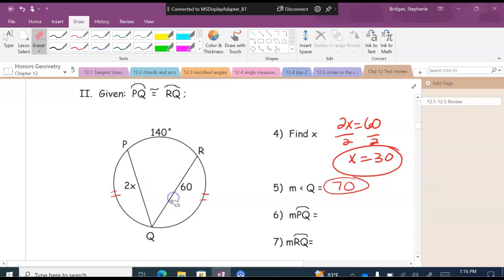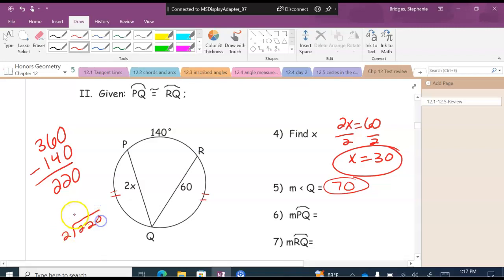Now, if I know that arc PQ and arc RQ are the same, what do I know about the degrees of a circle? 360. Well, what is arc PR? So if I subtract that arc from 360, that gives me 220, right? But how many sections does that need to be split into? 2. So then I'm going to divide 220 by 2. So each arc is going to be 110.